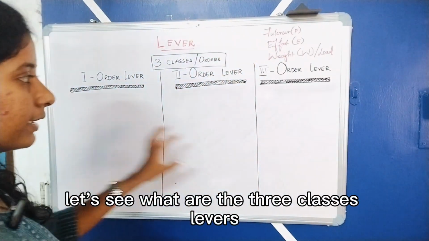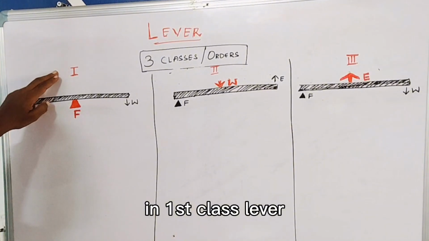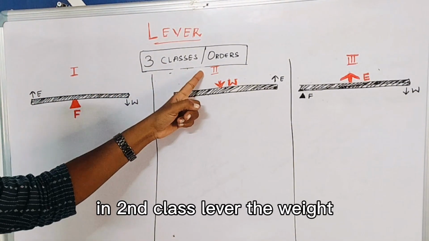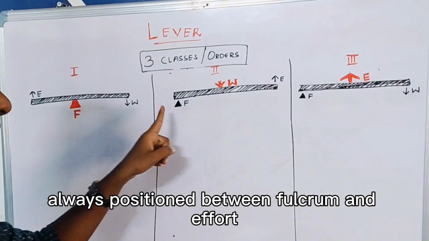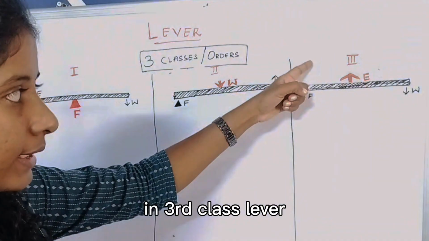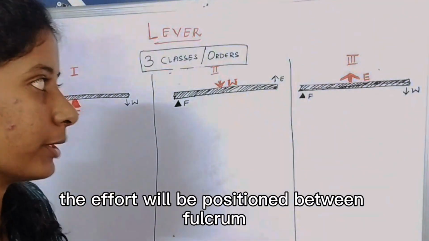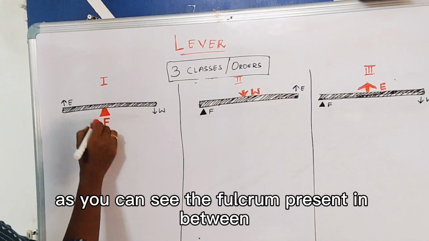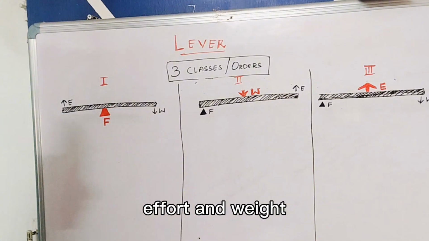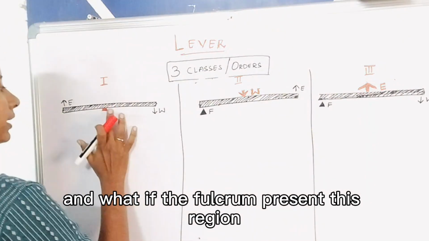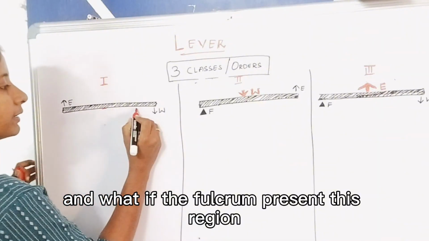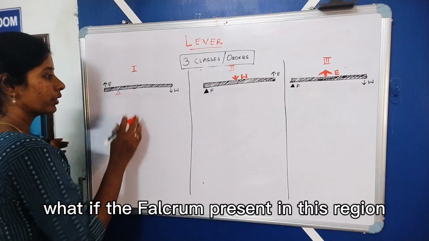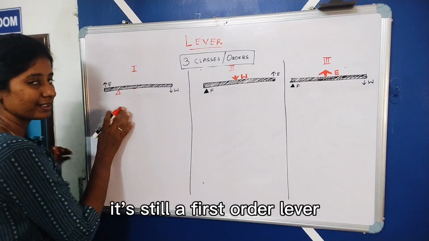Let's see the three classes of levers. In a first class lever, the fulcrum is always positioned between effort and weight. In a second class lever, the weight is always positioned between fulcrum and effort. In a third class lever, the effort is positioned between fulcrum and weight. As you can see, the fulcrum is present between effort and weight. What if the fulcrum is present in this region? It's still a first order lever. What if the fulcrum is present in this region? It's still a first order lever.